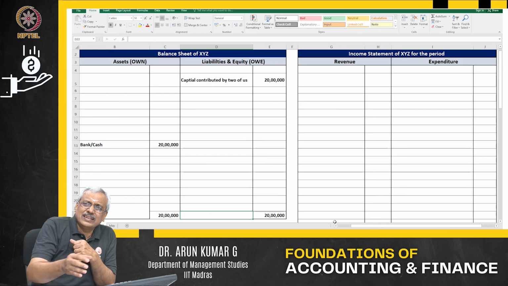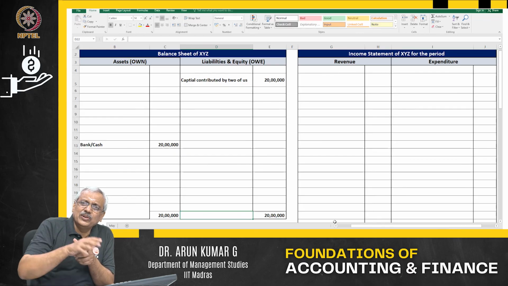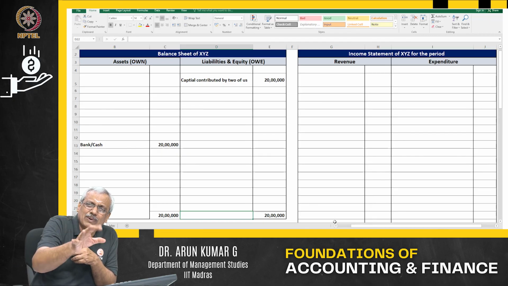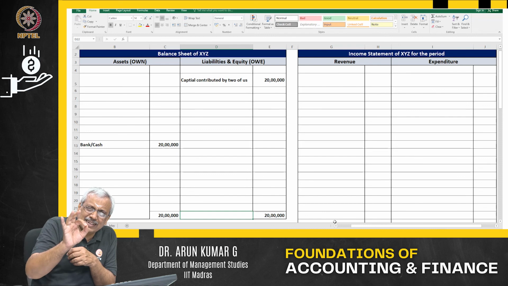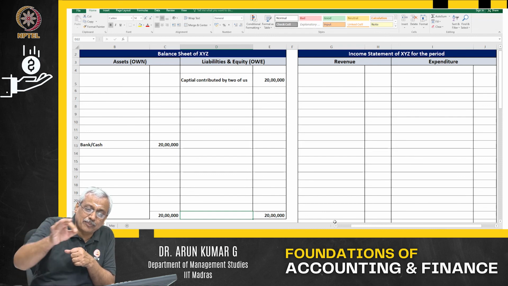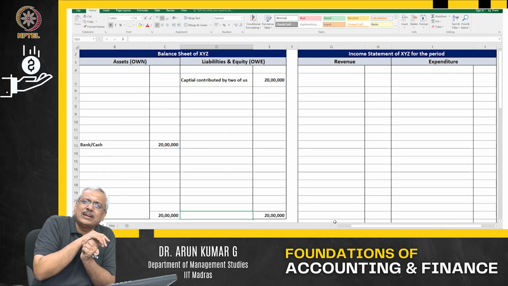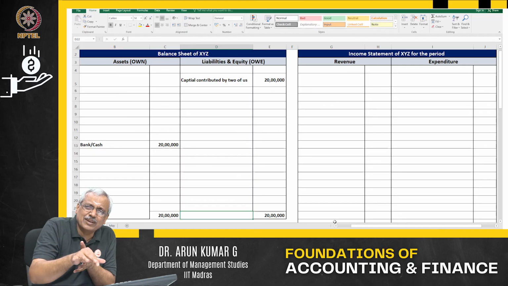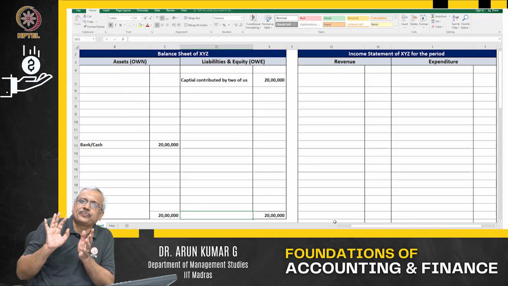Now, sir, that 20 lakhs, is it a revenue? It is not revenue. It is not earned by the company. It is a capital that is contributed. So the company owes that money back. It is not earned by the company. If it is earned by the company, then it will be on the revenue side, in the P&L. It is not earned by the company as of now.